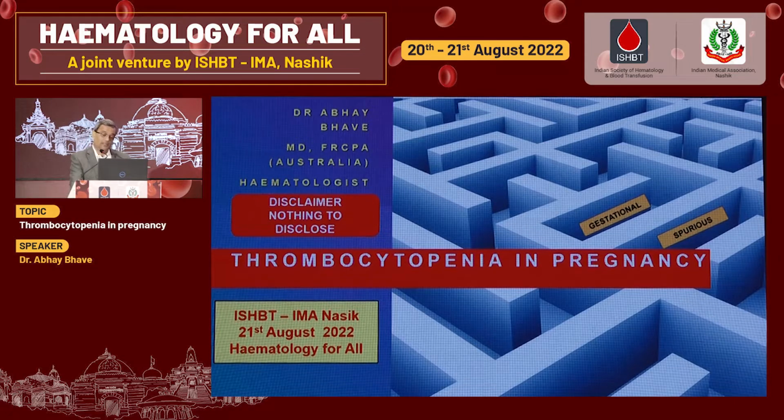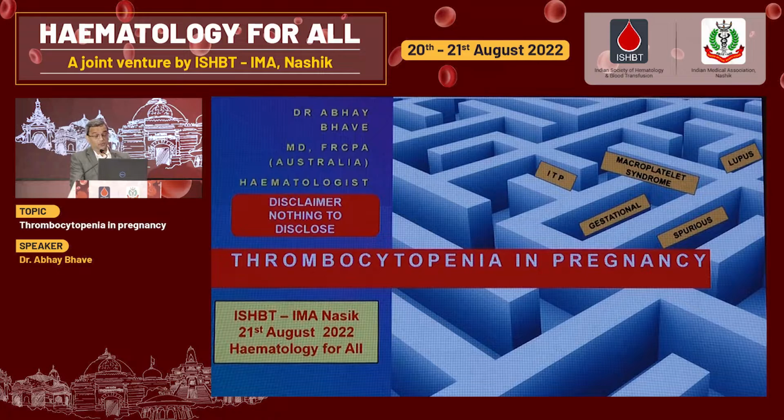Then comes the commonest one, gestational, and ITP, immune thrombocytopenia. Then there's a macroplatelet. If you get people coming from the northeast, they have larger platelets, so they are thrombocytopenic, but they don't bleed. In fact, that is normal for them. The whole life they have had low platelets, and you don't have to worry about it.